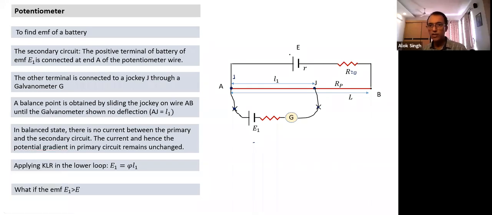Let's say this EMF is equal to 10 volts. I have connected 12 volts. In words, how would I mention it? I have connected a 12-volt battery of negligible resistance in the primary circuit. Have you understood what the statement means? A 12-volt battery in the primary circuit with negligible resistance. And this resistance also is 0. And this is equal to 10 volts.